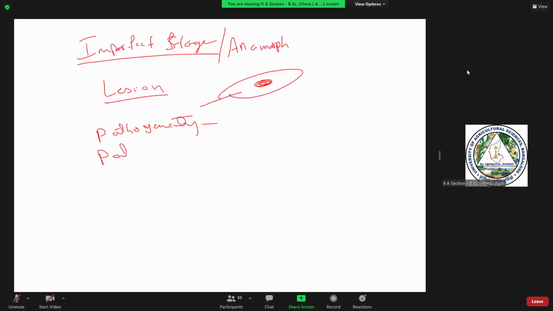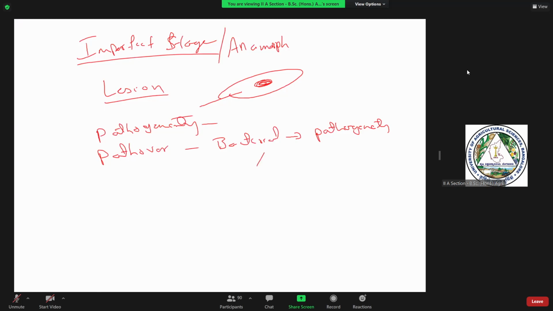Pathovar or pathotype. Pathovar is very common, very often in the case of bacterial scientific names. So it is again a subdivision of a species, which is distinguished by a common character of pathogenicity. That is, the ability of a particular strain to infect a particular host. That is called pathogenicity, a particular host range.